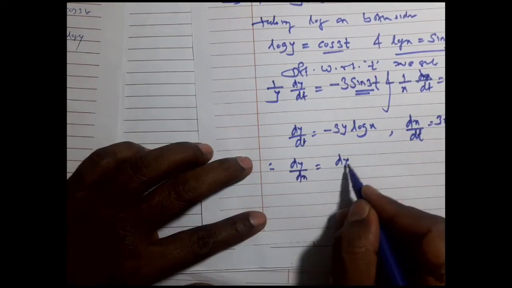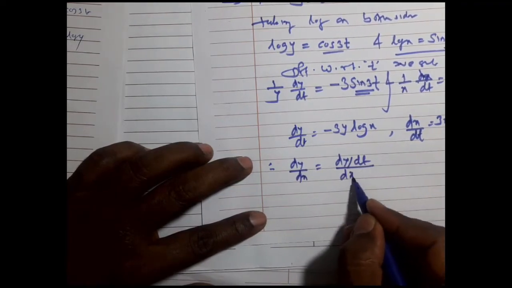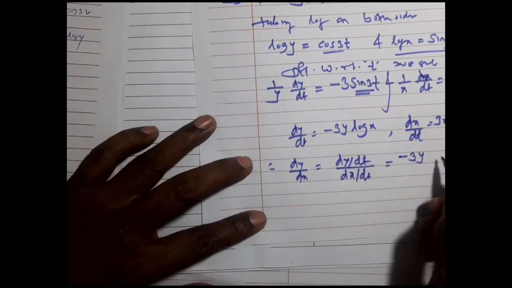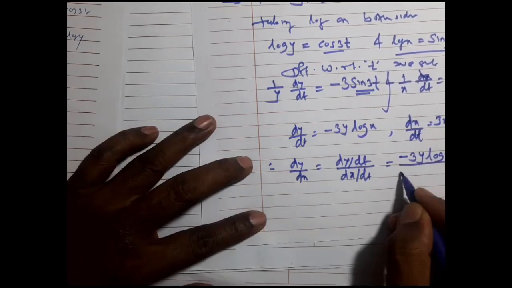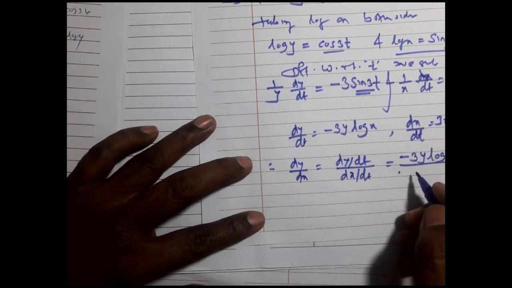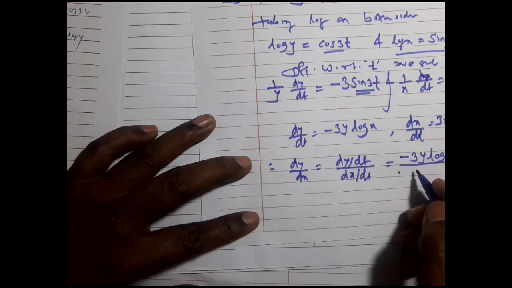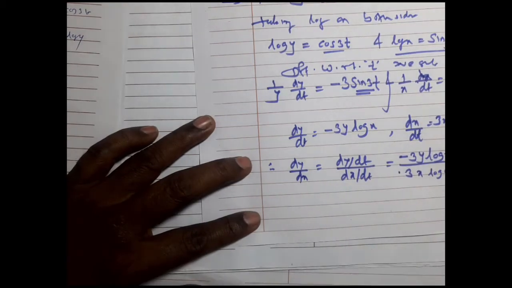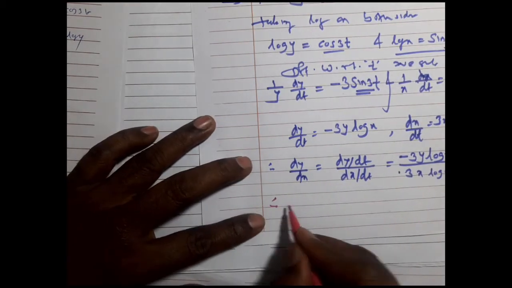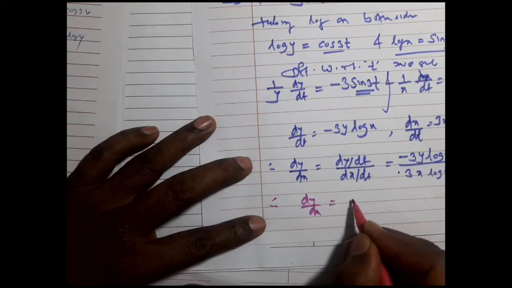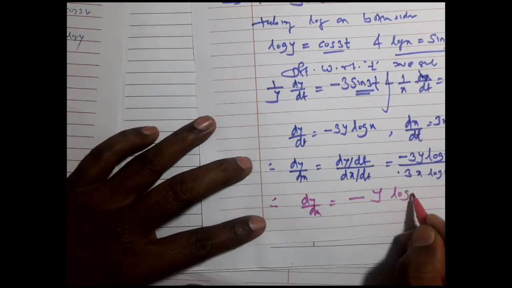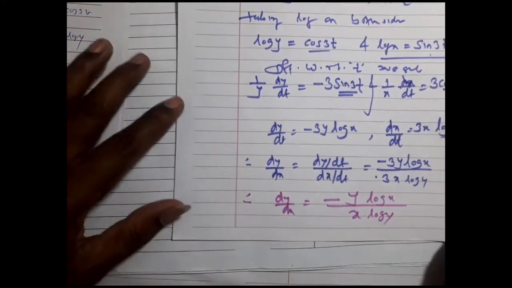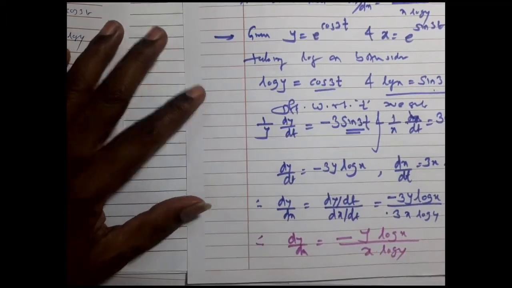Therefore, dy by dx is dy by dt upon dx by dt, and this is minus 3y log x upon 3x log y. So 3 cancel, and therefore dy by dx is equal to minus y log x upon x log y. This completes the proof. Very simple example.